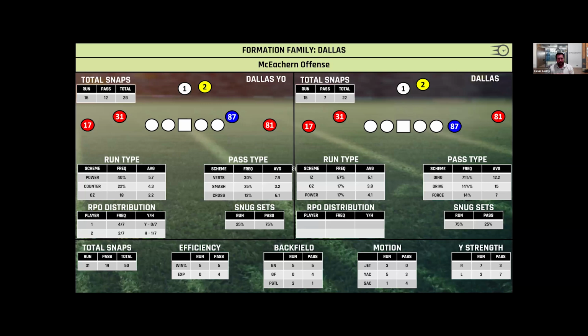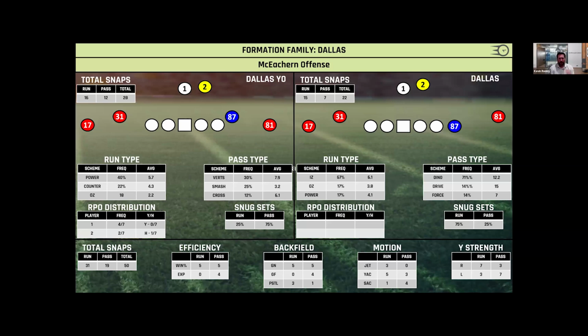Pretty balanced. Then I start to look at the run type. We got power, percentage, and then the average. The three things that you're looking at right there are the name of the concept, how often do they run it out of that formation, and is it a good average or a bad average? Because right now I know if I'm a 3 technique and we're playing a team and they run power, they're probably really good at the point of attack. So that kid right there knows I got to be a baller and start trying to get some penetration there.